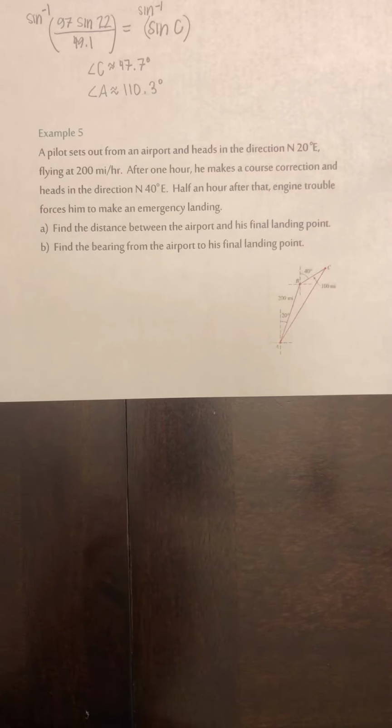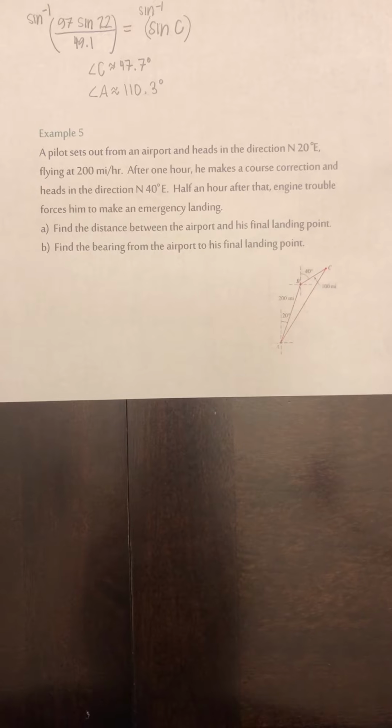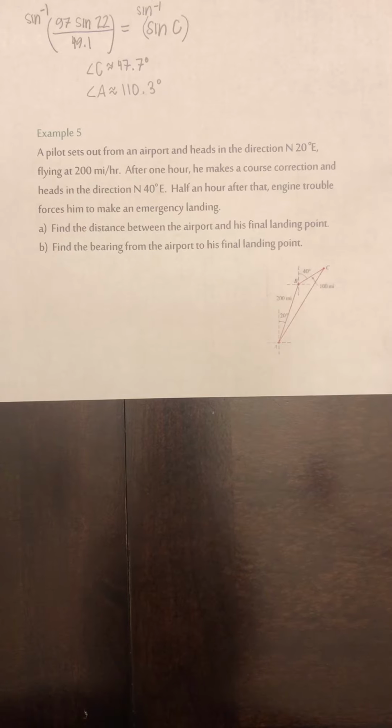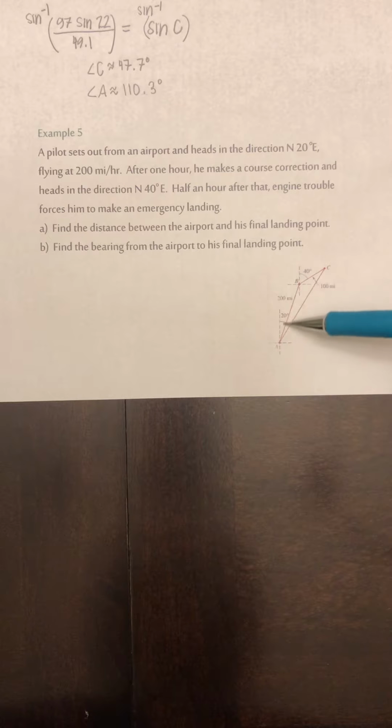Everybody's favorite, I know. So it says a pilot sets out from an airport, and our airport's right here where it says capital A, and heads in the direction north 20 degrees east. So if you follow along with me, the plane is going up and to the right, because east is to the right, 20 degrees. So that right there is the direction that it's going right now, from A to B. All right, flying at 200 miles per hour.